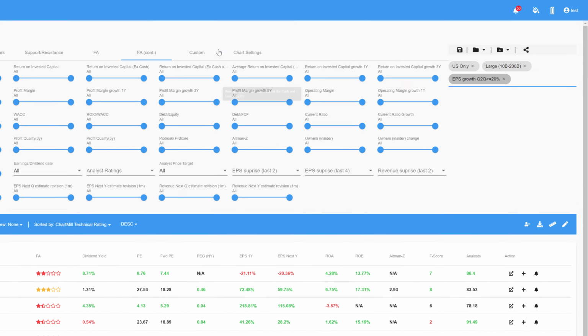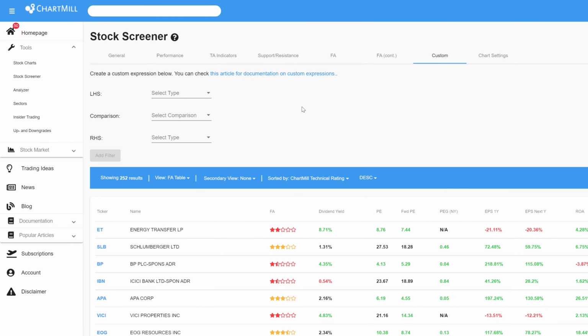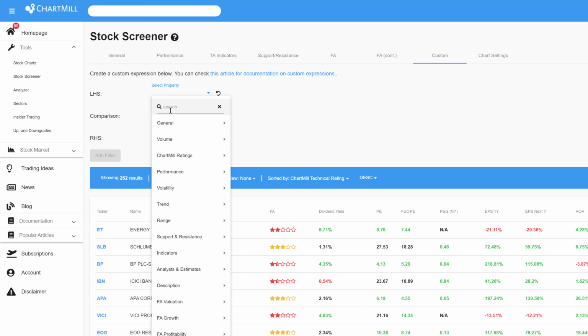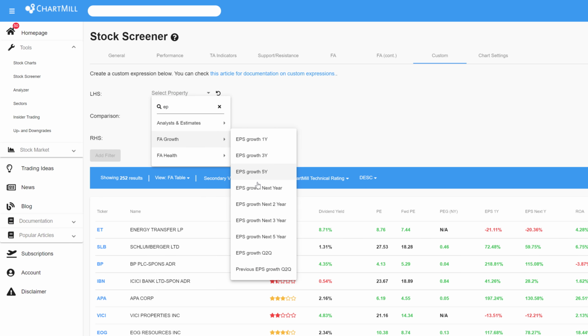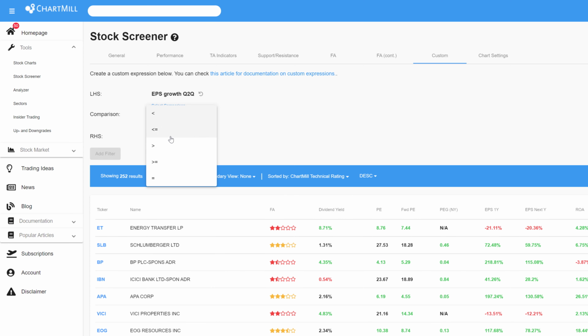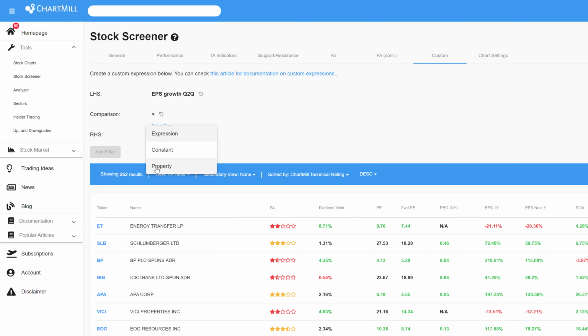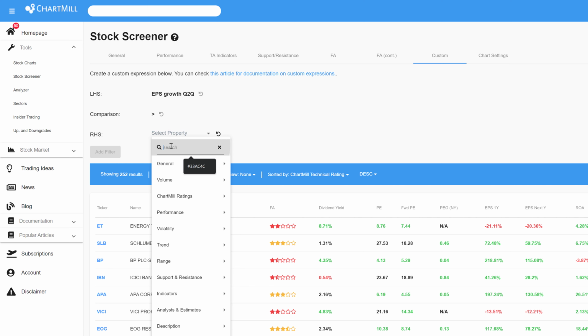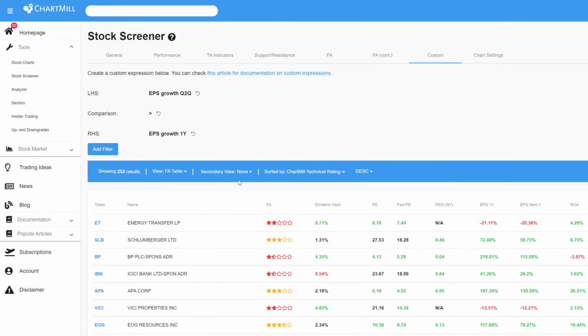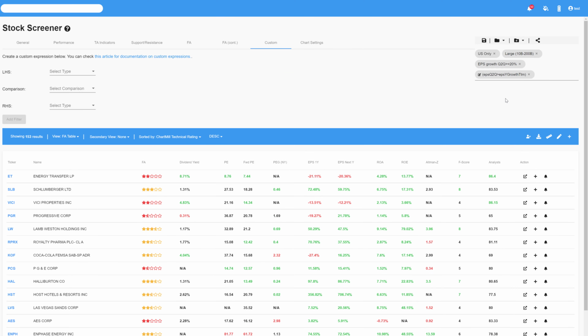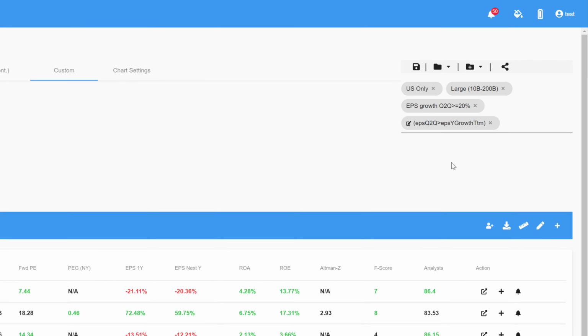To do so, you will have to create a custom filter. Select the Custom tab on the stock screening page. For the left-hand side of the equation, select EPS growth quarter to quarter. For the comparison, select bigger than. And for the right-hand side of the equation, select EPS growth 1 year. Click Add Filter. Now the custom filter is visible in the upper right corner next to the other default filters.